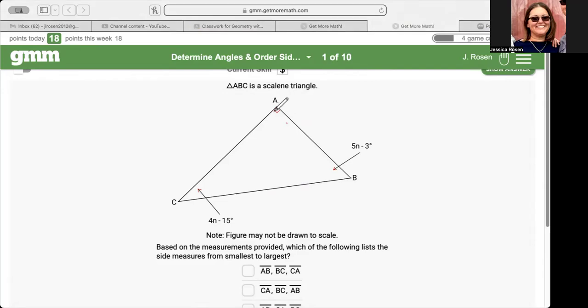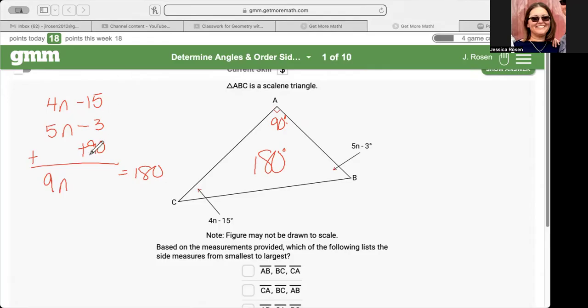Other things we need to make sure we know, this little box right here, hopefully we already know that's a 90-degree angle, right? So when we add these together, again, it's going to equal 180 in totality. So I'm going to do 4n minus 15 and 5n minus 3, and then a positive 90 equals 180. So again, it lines up my like terms for me. That's how I like to do it. And then in your calculator, to make sure you don't make any mistakes, that gets me a positive 72.